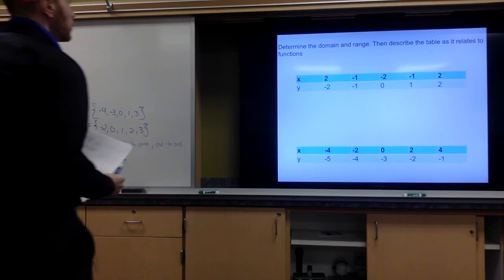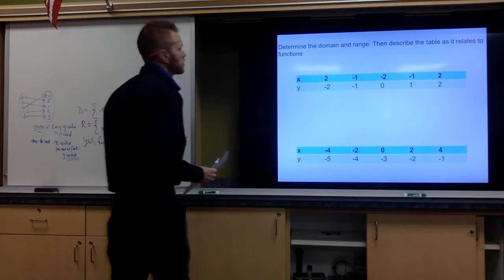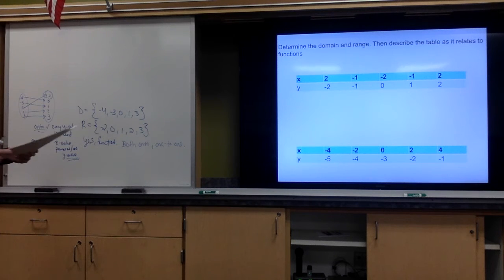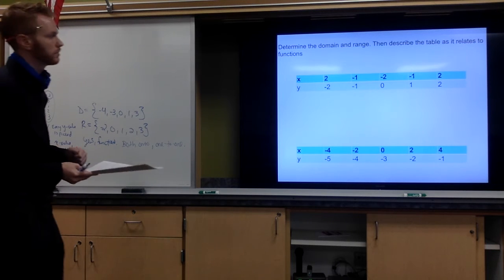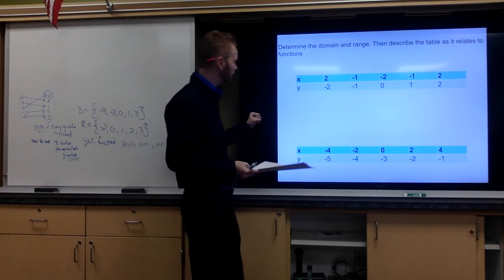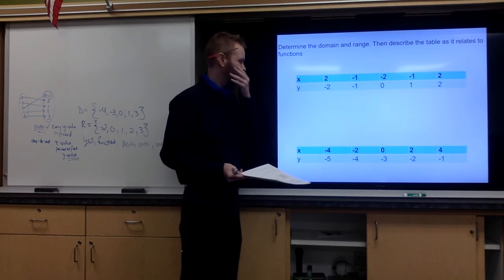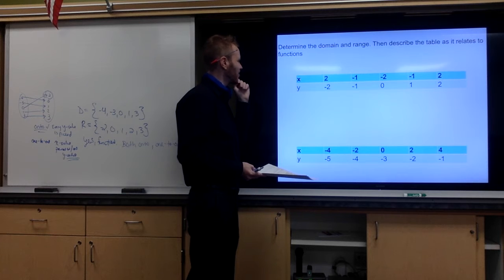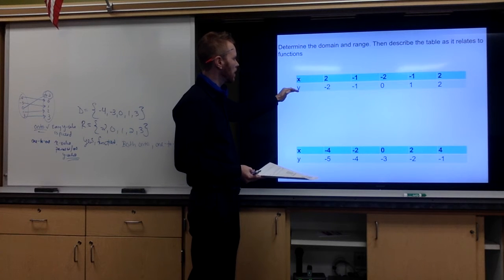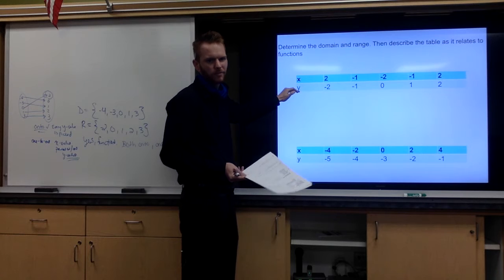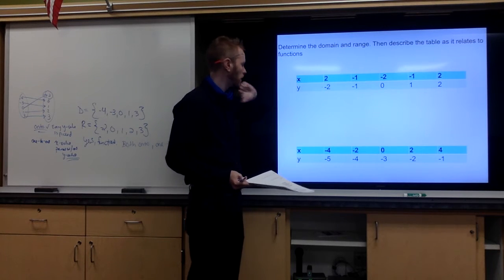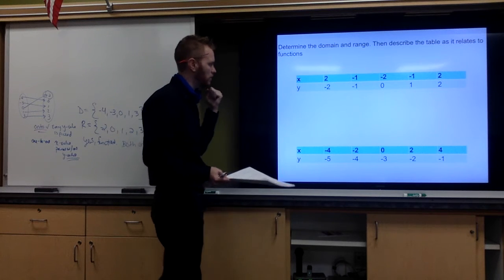Try another example. Determine the domain and range, and then describe the table as it relates to functions. So we're going to describe, is it 1 to 1 or onto? Look at the first table. I tried to color code it to make it a little easier to see. If you're colorblind, I don't know, maybe not. So here's my x's, here's my y's. What's my domain and range? Well, you can write on here. This is your domain, all the x's, and range is all the y's. Same thing down here. That was easy.